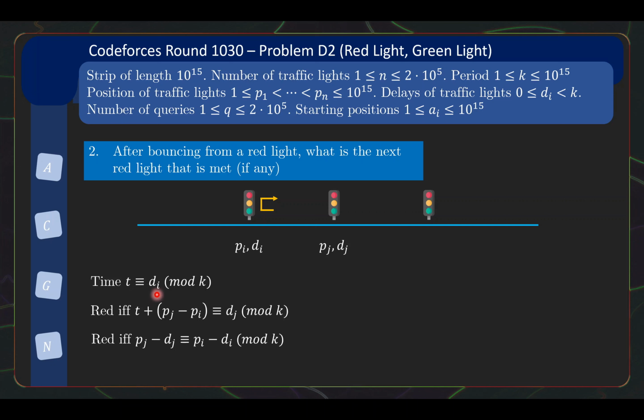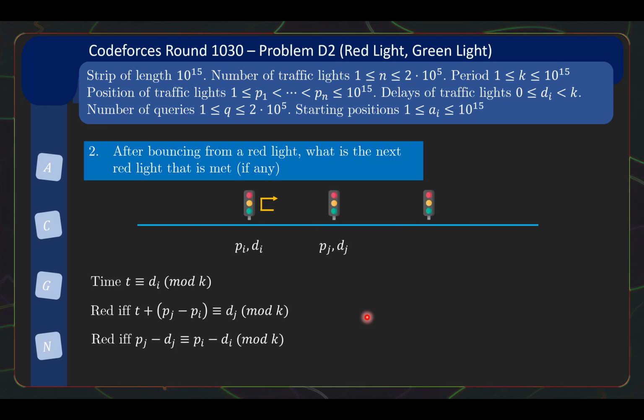So t is congruent to di. I'm going to plug this in, and if I rearrange the terms, I actually get this condition instead. So I just need to check the p minus d value. If the p minus d is congruent to the p minus d of the first traffic light, the original traffic light that you bounce at, then it will be red. If not, it is not red.